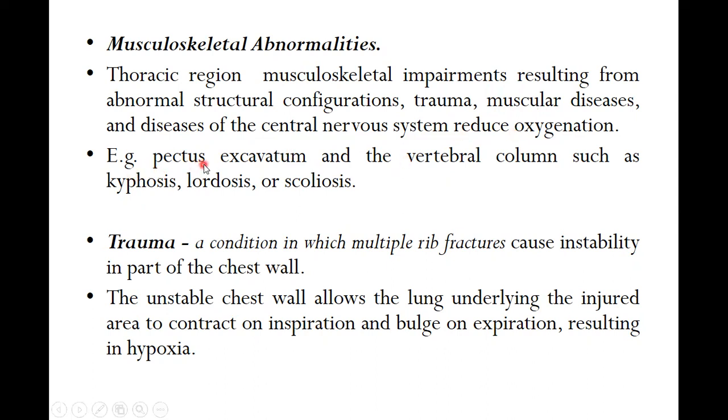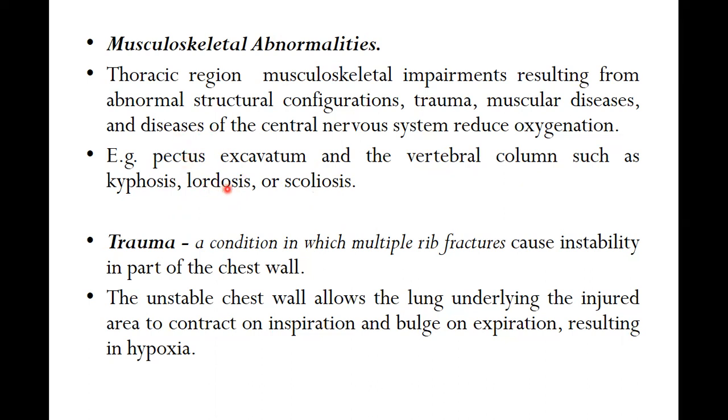So I've talked about problems such as pectus excavatum, where the sternum is pushed inwards, thus compressing the lungs and even the heart, reducing the lung volumes. There are also vertebral column abnormalities such as kyphosis, a forward swaying of the spine, where there is an exaggerated thoracic curvature. Also lordosis, where there's a backward swaying of the spine.